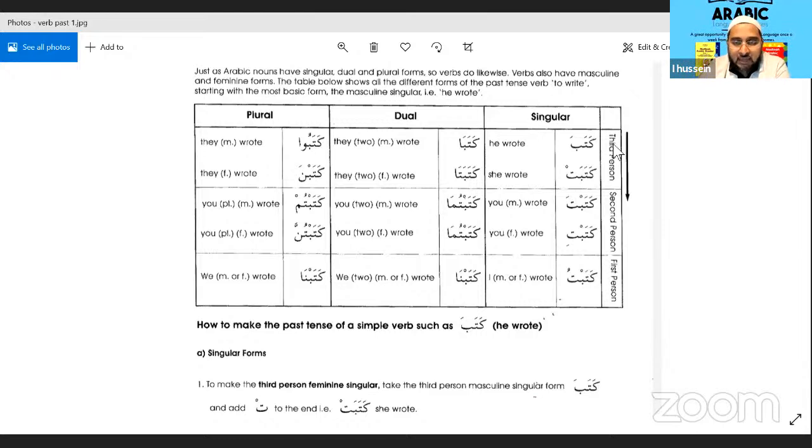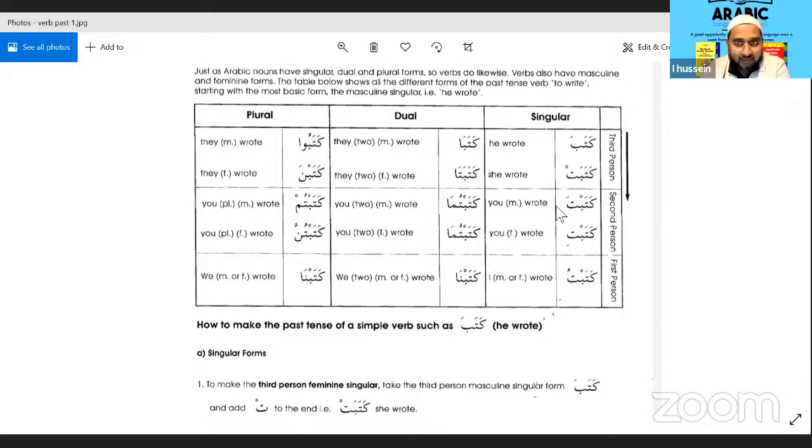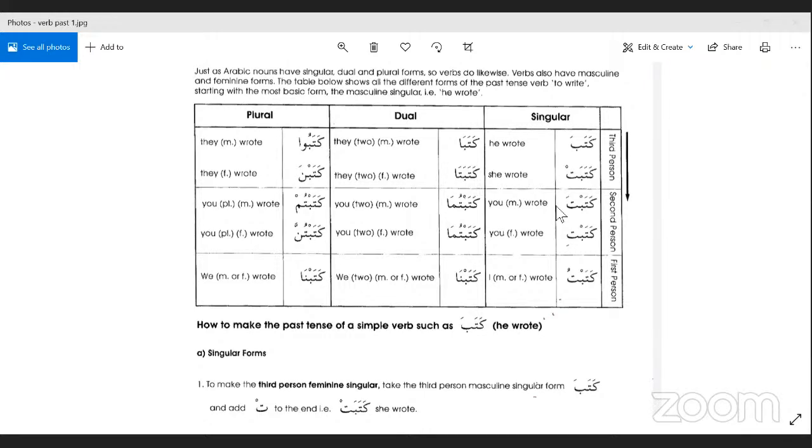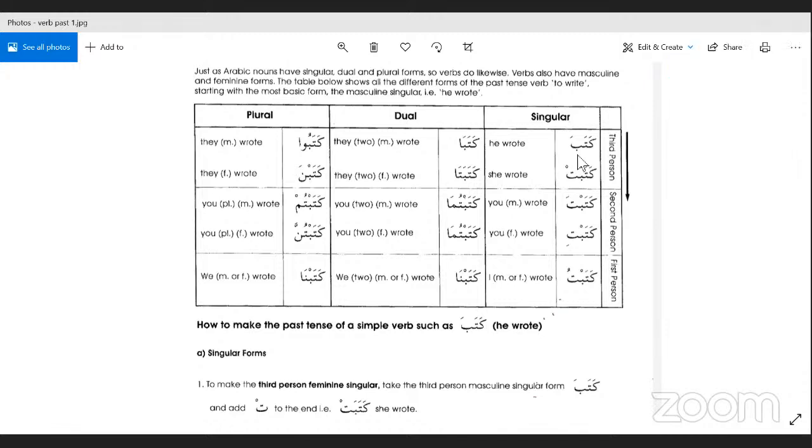So, brother, go ahead. Kataba, kataba, katabu. Explain, please. Okay. Kataba, he wrote. It is the singular form of a male, not the female. Kataba is the dual, two people. Correct. Katabu, they wrote, more than two people. Correct. So with the form, the first one is kataba, he wrote. That's the past tense. They're all in the past tense. Is that right? Correct.